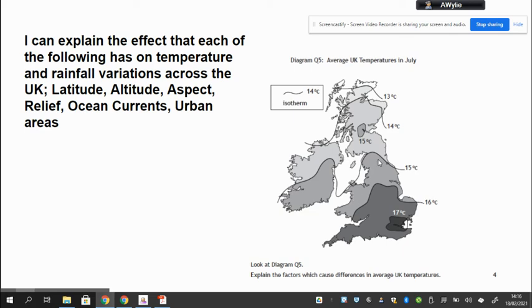The rest of Wales and northern England averages out around about 15. Most of Scotland is around about 14, with one small exception in the central area, which is 15, and only the very northern tip of Scotland is 14 or 13 at the very top. So you notice I've been giving geographical areas of the United Kingdom and linking them to the data from the map, and that is a typical describe question.